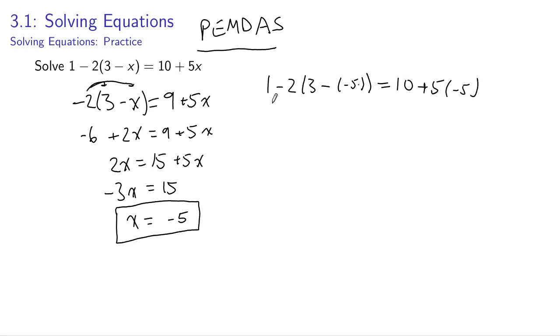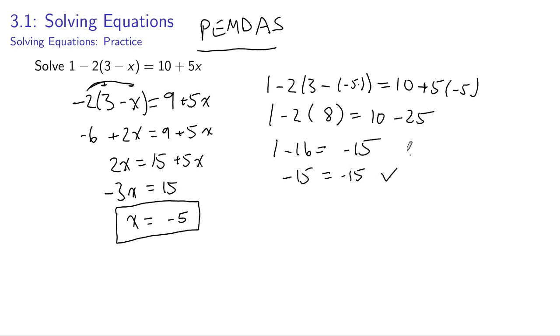Substituting in negative 5. So first, what's inside the parentheses? Minus a minus 5 is plus, so this is 3 plus 5, which is 8. We can do this multiplication now. 5 times negative 5 is negative 25. 2 times 8 is 16. 10 minus 25 is minus 15. 1 minus 16 is minus 15. Minus 15 equals minus 15. That's a true equation, so check.